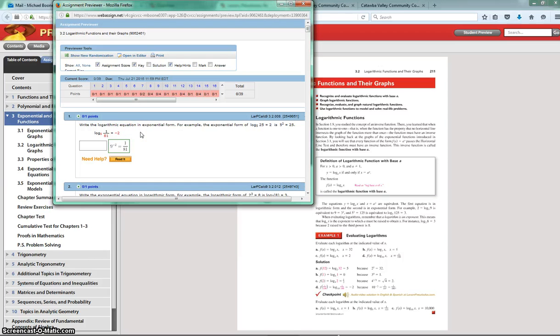A few I wanted to look at is number 1. This is just rewriting it. If you have a log equation, log base 9 of 1 over 81 equals negative 2, what negative 2 represents is your exponent. Your base is 9. 9 raised to the negative 2 equals 1 over 81. So your base is the base of your exponential, this is your exponent, because again, we're solving for the other thing, equals the 1 over 81.